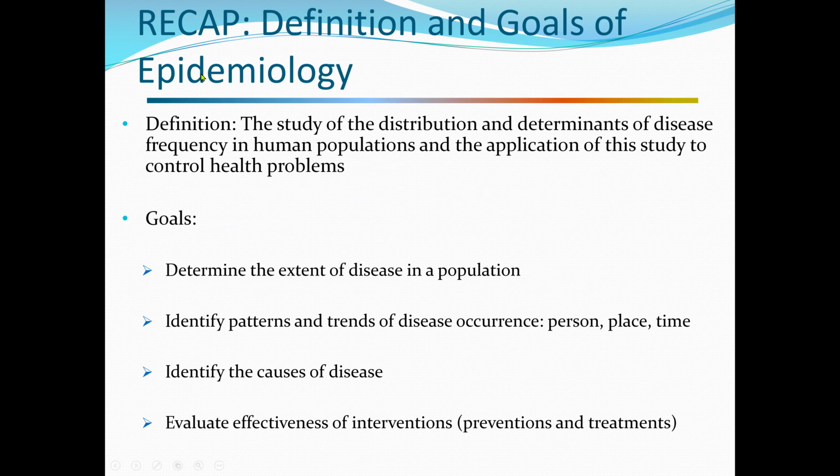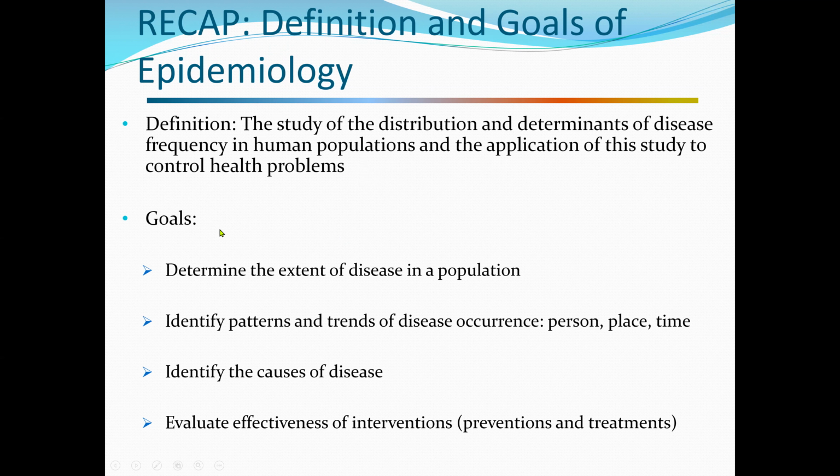Here we're going to do a recap, starting with the definition and the goals of epidemiologists. According to our previous lectures, the definition of epidemiology is the study of the distribution and determinants of disease frequency in human populations and the application of these studies to control health problems. Epidemiology is a branch of public health studies, which deals with community health.